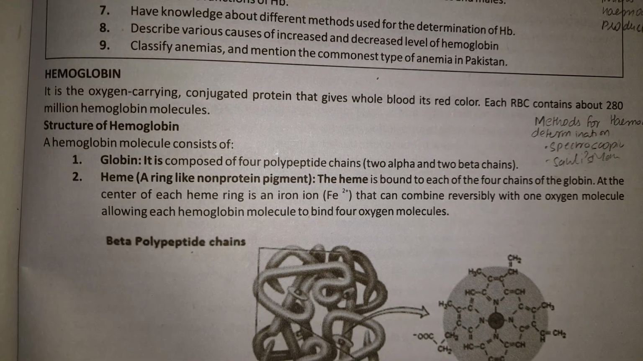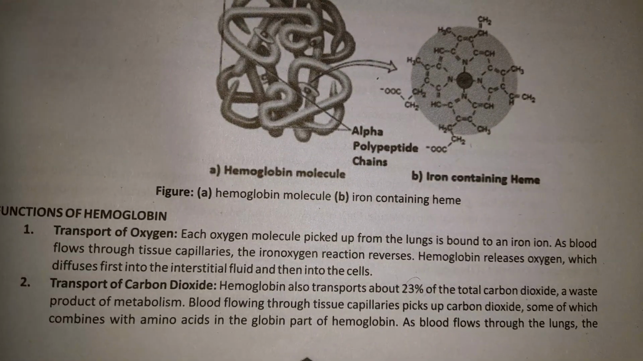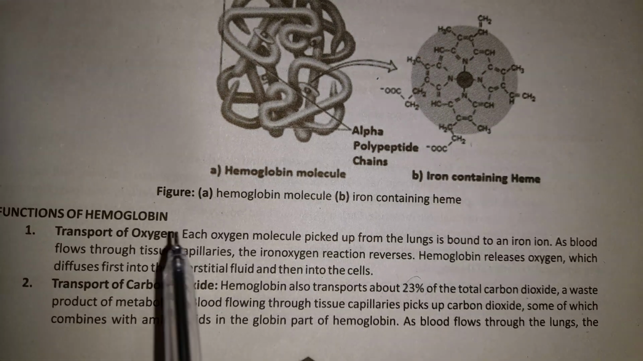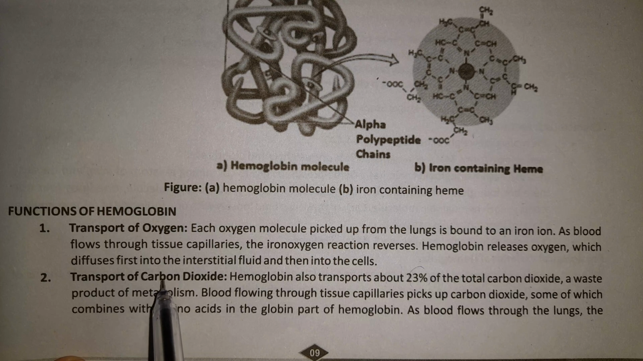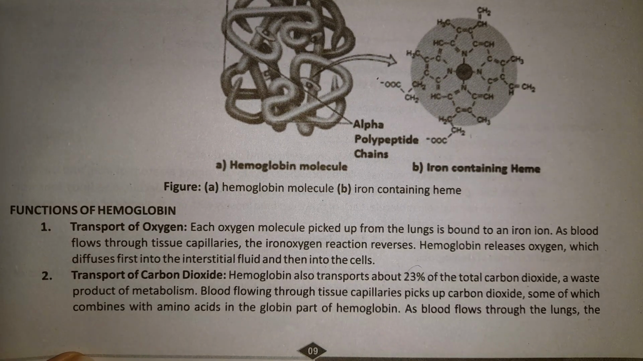Now, what are the main functions of hemoglobin? First of all, we have transport of oxygen in the form of oxyhemoglobin. 4 molecules of oxygen are carried by 1 molecule of hemoglobin. Then transport of carbon dioxide in the form of carboxyhemoglobin, and that is 23% of total carbon dioxide transportation.